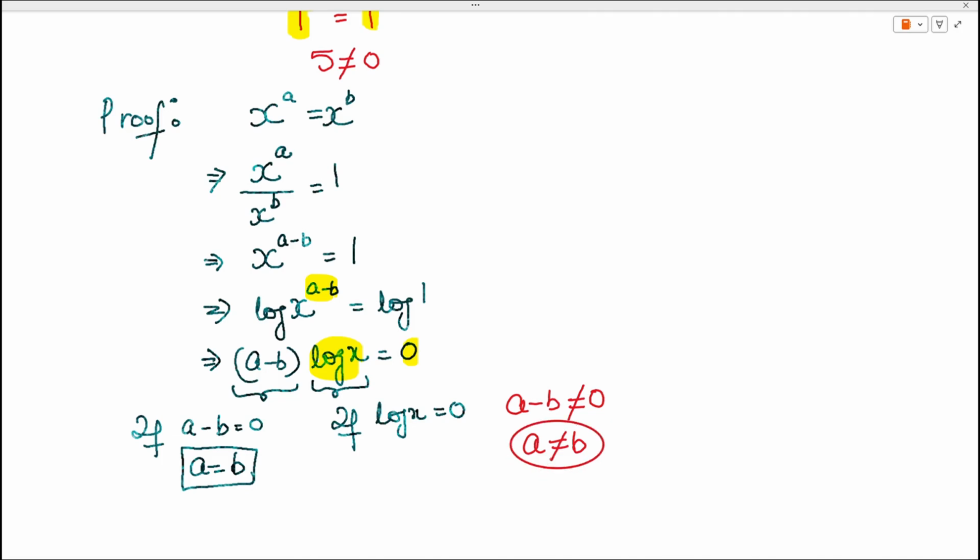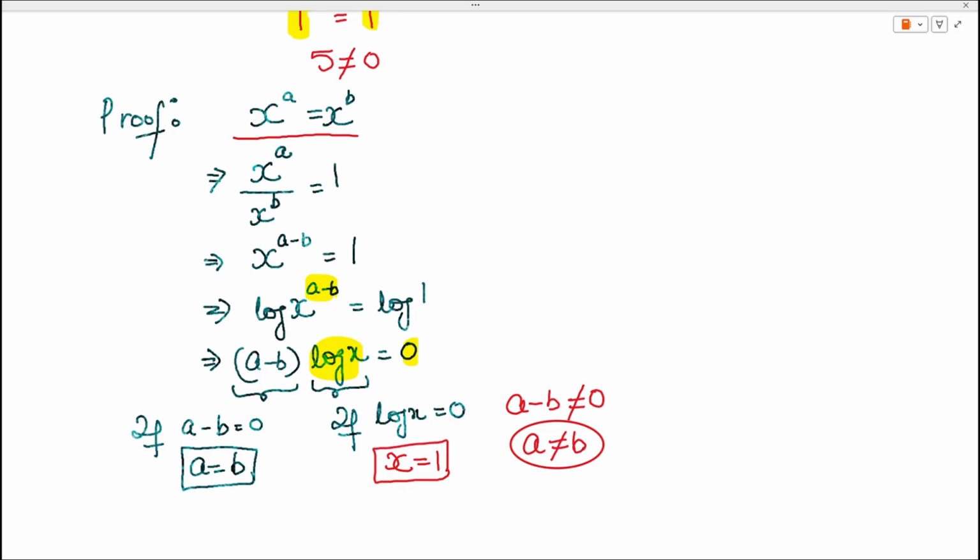So we have been able to prove that if x exponent a and x exponent b are both equal, just because the bases are the same, it is not necessary that a will always be equal to b. And in this case, when does this happen? When is log x equal to 0? When x is equal to 1. So when the base is 1, we would never be able to equate the exponents.